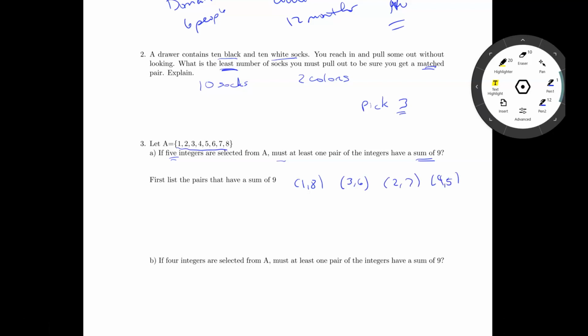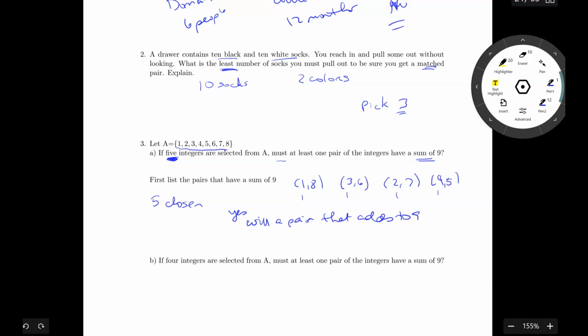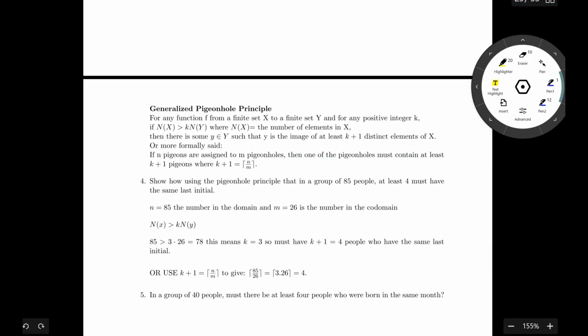And so if I choose 5 integers, if I'm going to pick out the numbers 1, 2, 3, and 4, and then a fifth, yes, I will have a pair that adds to 9. Okay, so what if you only pick 4 integers? No, because I could literally pick the worst case scenario, the numbers 1, 2, 3, 4, and that would not make a sum of 9, sorry about that.